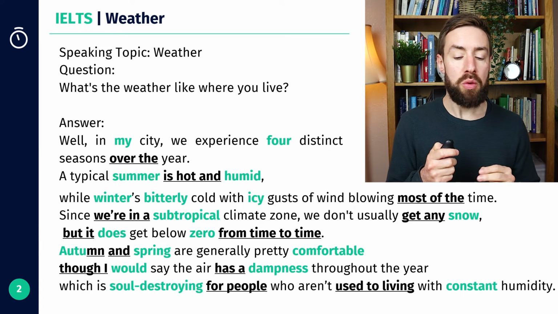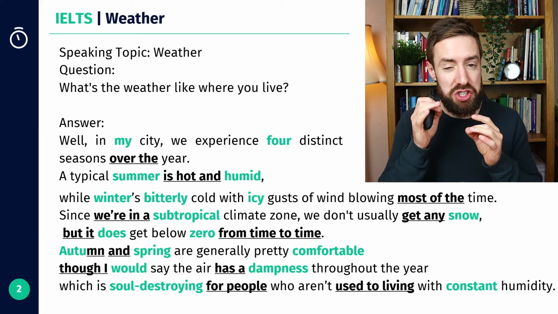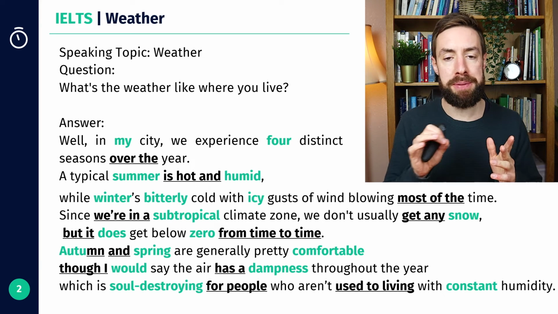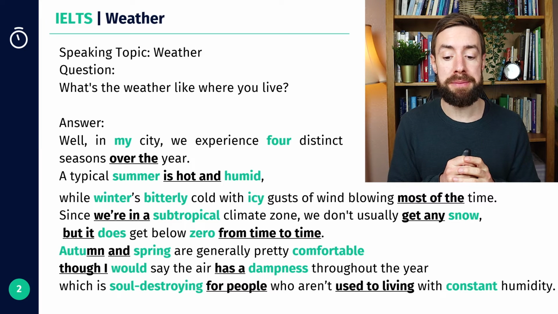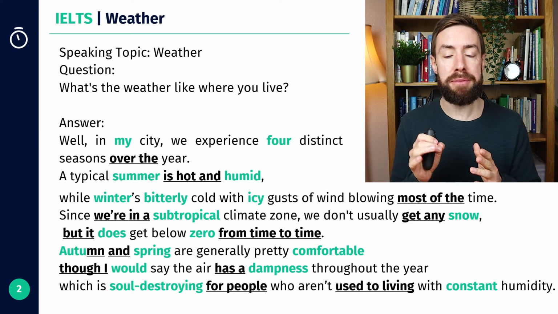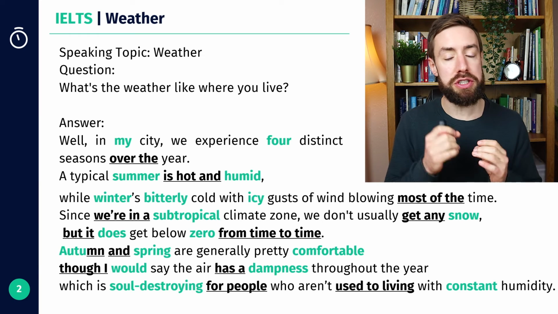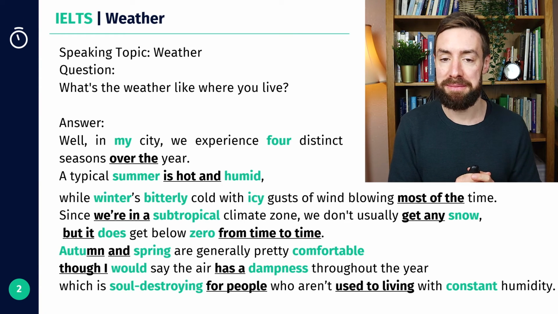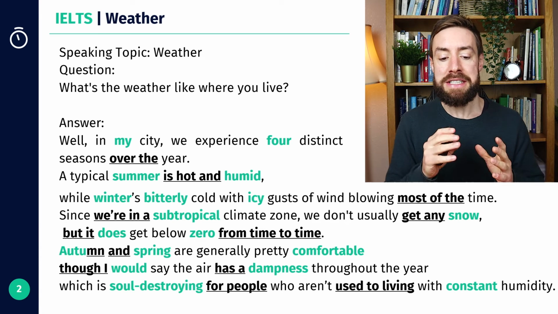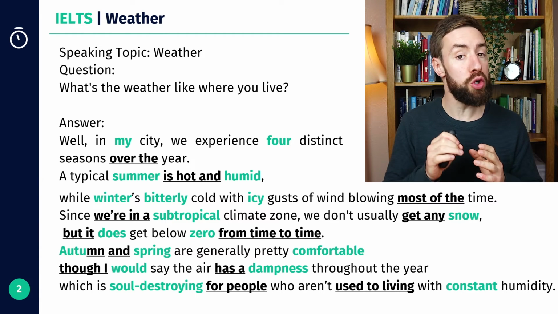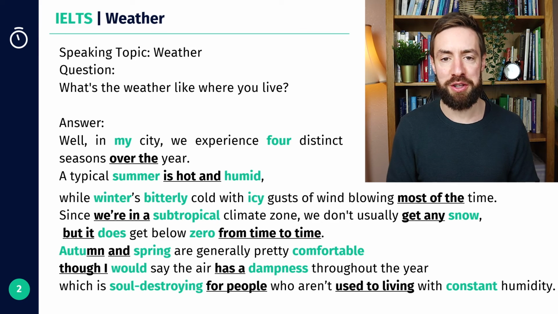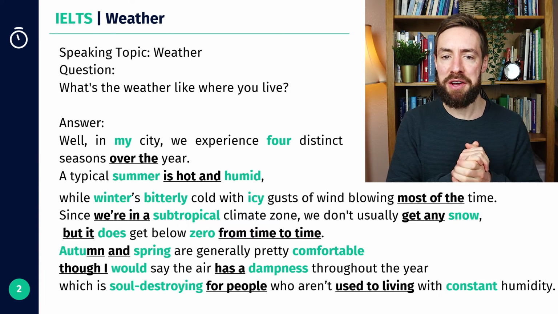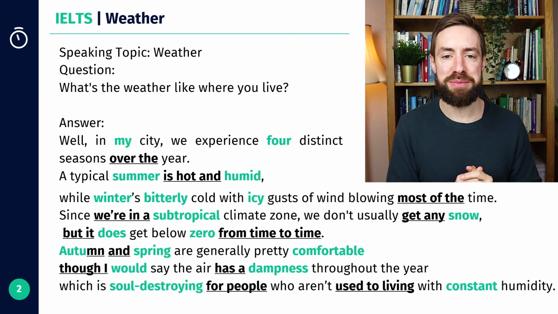And the last line, which is soul destroying for people. It's not for people, it's for people. Soul destroying for people who aren't used to living with constant humidity. So that last sentence, which is soul destroying for people who aren't used to living with constant humidity. So that is a Band 9 IELTS speaking answer with perfect British English pronunciation.